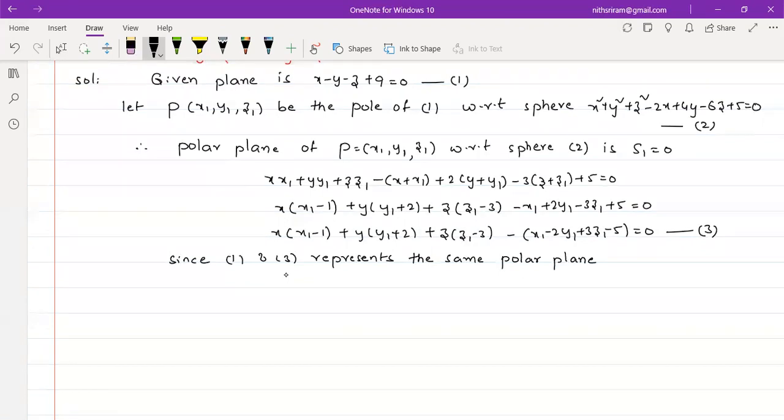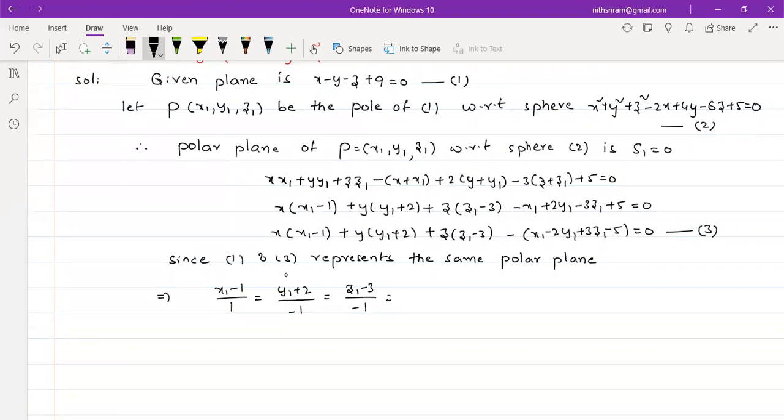So these represent the same polar plane. This implies now I can equate the coefficients. From the third equation we have the coefficient of x as (x1 minus 1) by, and from the first equation we have 1. Similarly, the coefficient of y from the third equation is (y1 plus 2) by minus 1. That is the coefficient of y in the first equation, and the coefficient of z is (z1 minus 3) by, so we have minus 1 as the z coefficient in equation 1.